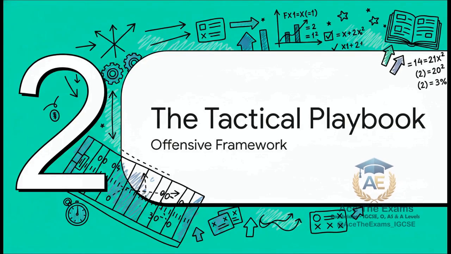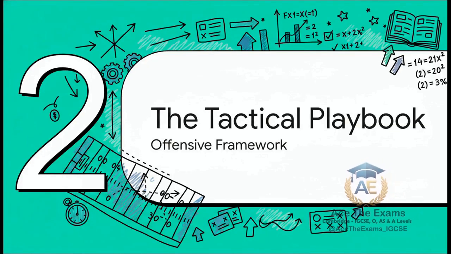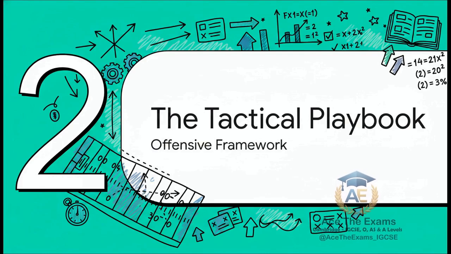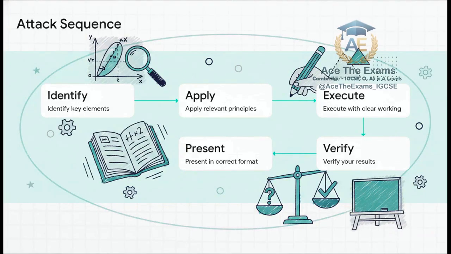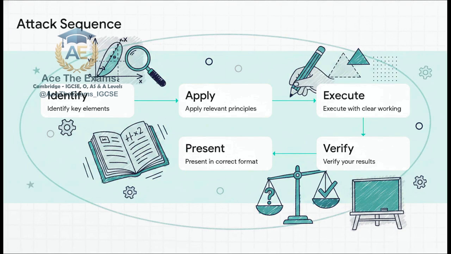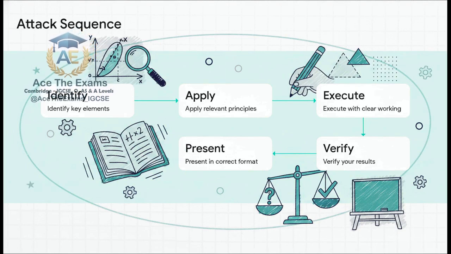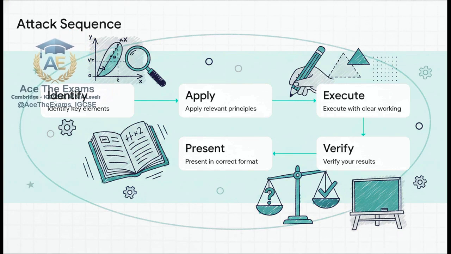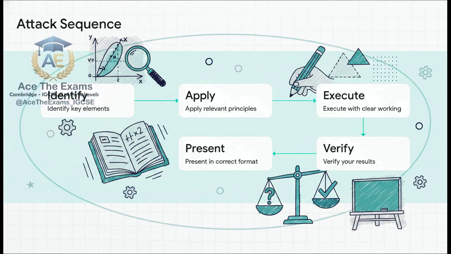Now that we've scouted the theory and we know exactly what the defense expects from us, let's open up the tactical playbook and look at your offensive framework. We are moving to the main play now. Every single time you face a kinematics question, I want you running this standardized sequence. Think of it as your guaranteed offensive drive down the field. First, identify the key elements. Are we starting from rest? Is the acceleration a constant number, or is it a function of time?